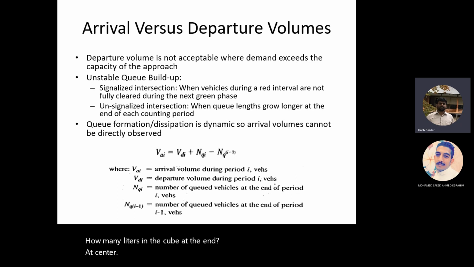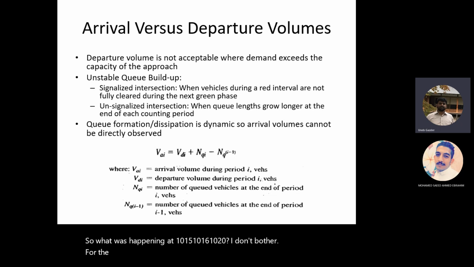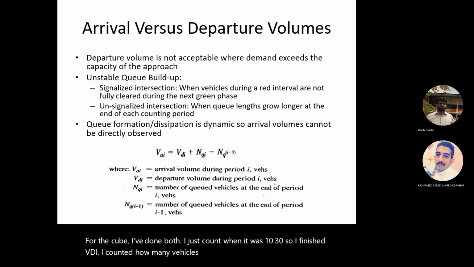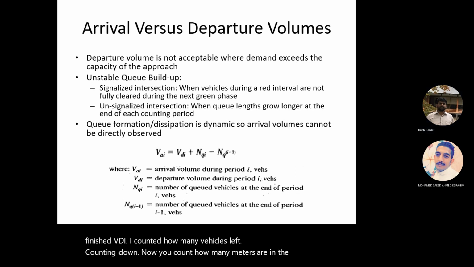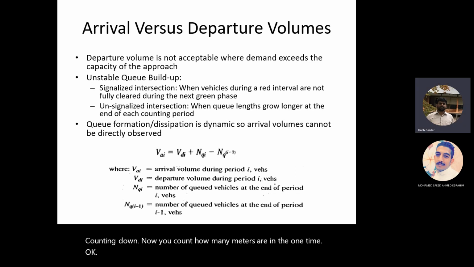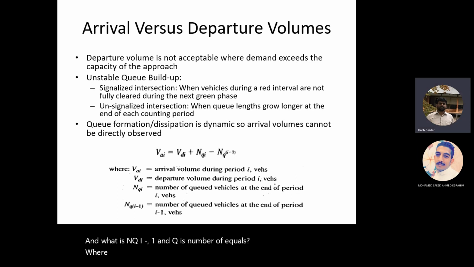What was happening at 10:15, 10:16, 10:20, I don't bother. For the queue, I just count when it is 10:30. So I finished VDI, I counted how many vehicles left. Counting done. Now I'll count how many vehicles are in the queue, one time. And what is NQI minus 1? NQ is the number of vehicles in the queue.